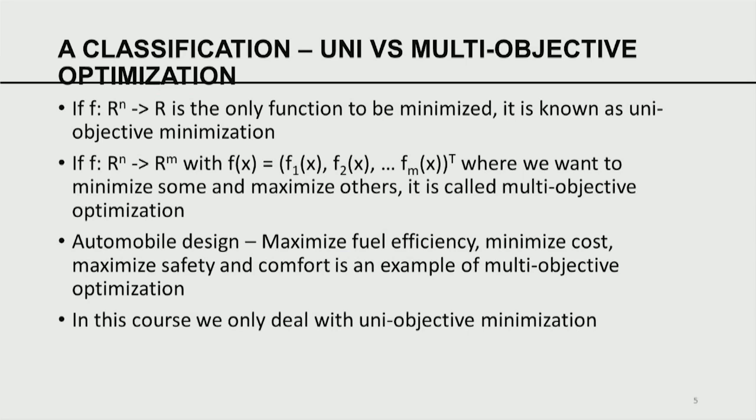Further classification. So we talked about unimodal versus multimodal, constrained versus unconstrained. Now I am going to talk about uni- versus multi-objective functions. There is only one objective, or there are multiple objectives. If f from Rn to R is the only function to be minimized, then it is known as uni-objective. When f is a vector valued function with m components, where we want to minimize some components and maximize some others, it is called multi-objective optimization.